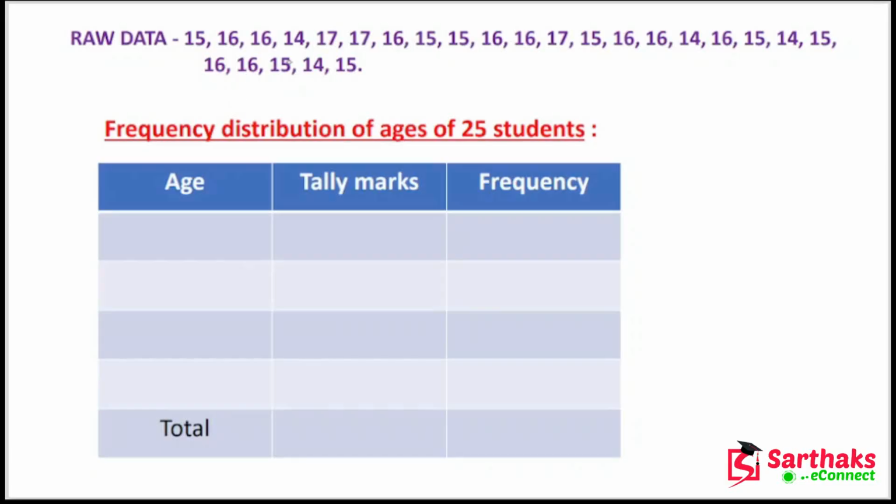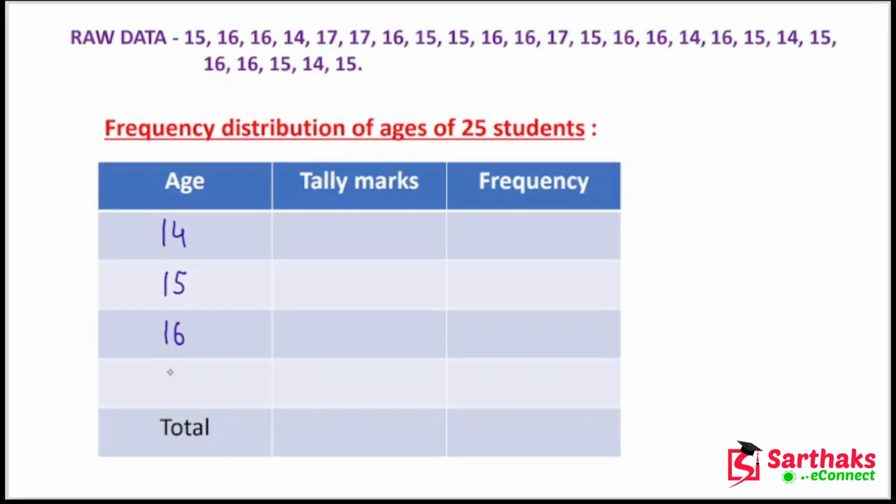First of all, after seeing the data, we see that 14 is the smallest data point. So we can write 14 in the table. Next one is 15. Then we can see that there is 16 and the last one is 17. So there are three columns and four rows to be made. This is the title row and this is the total. We have to form only four rows because there are four different kinds of observations of ages.